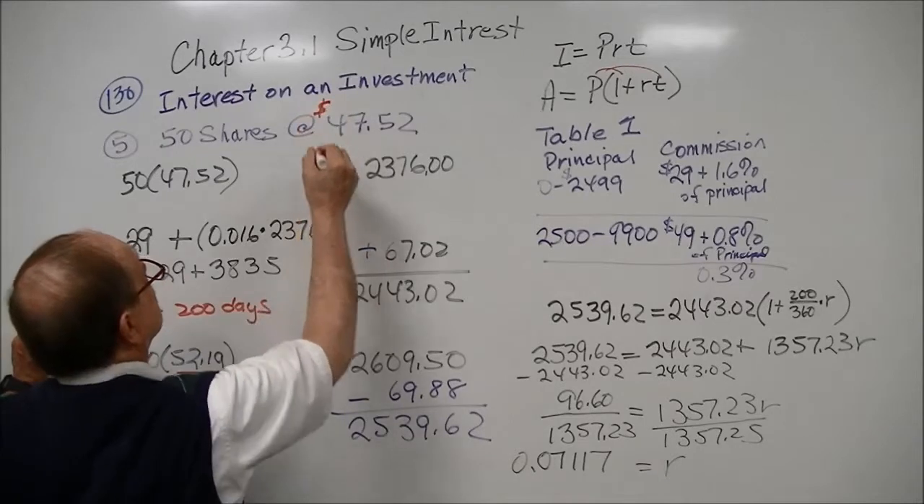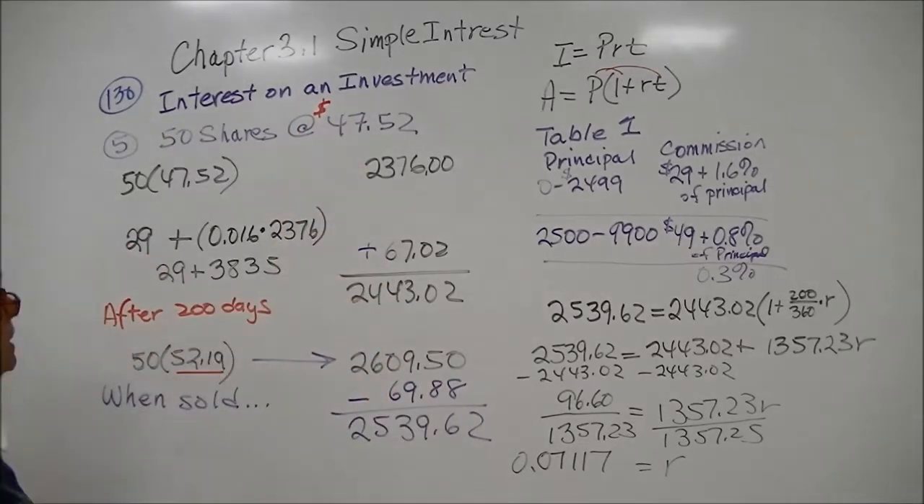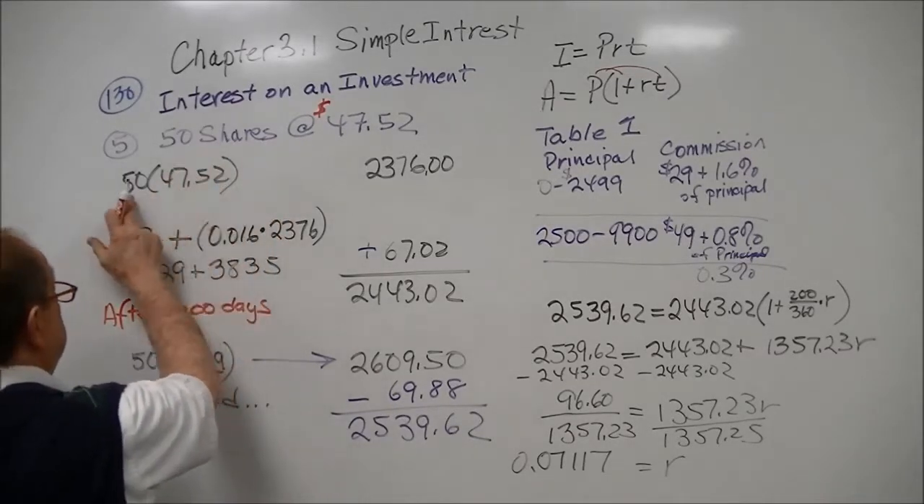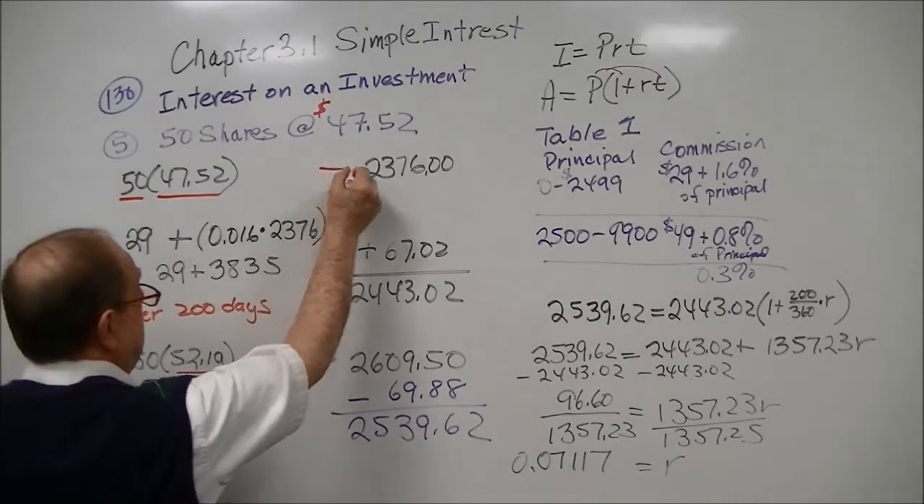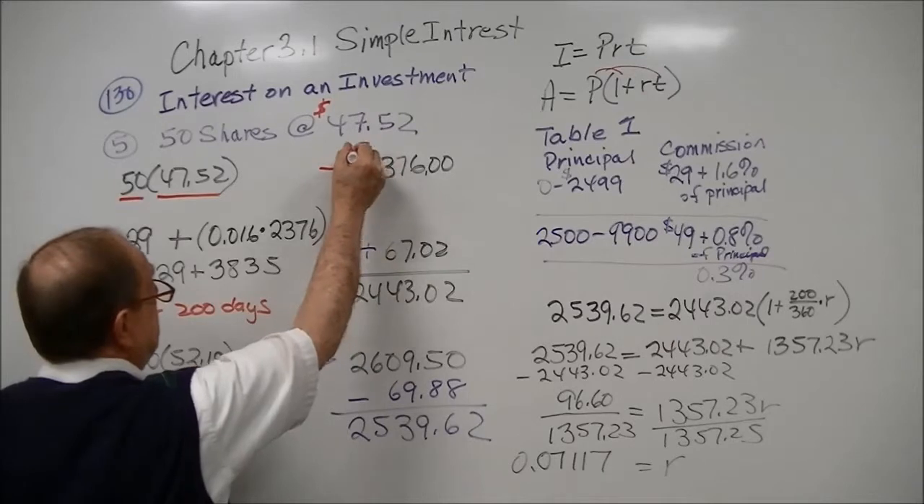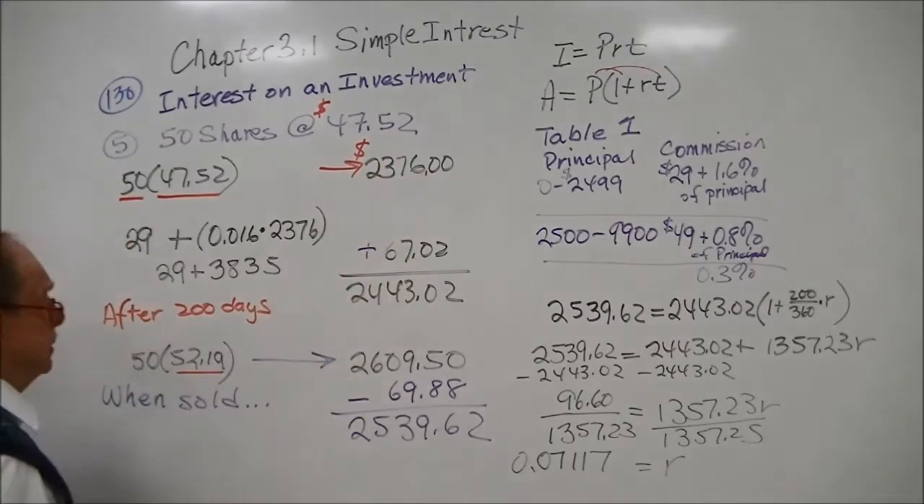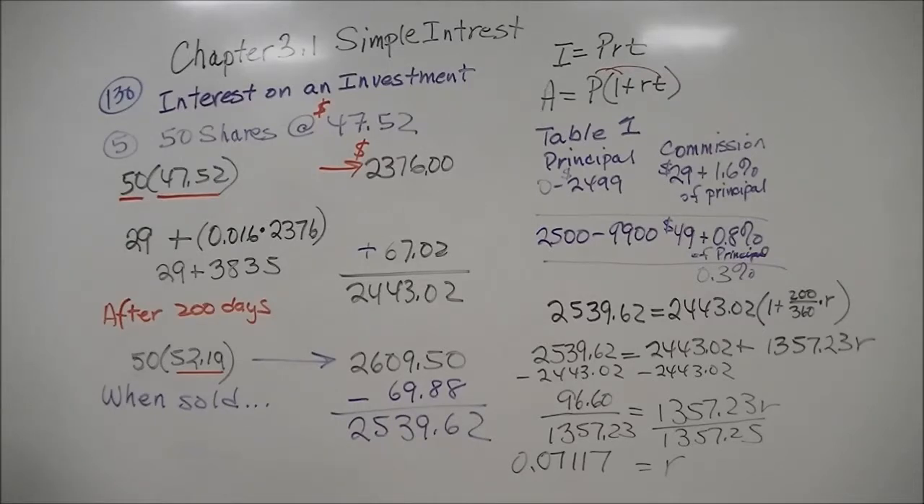$47.52 at the time you're buying it. So you tell your broker, the person who deals with this, to buy this. So he buys 50 shares at that current price, and the total investment then is what you have paid in hard cash. Now, at an investment company, they have charges. They don't do it for free.